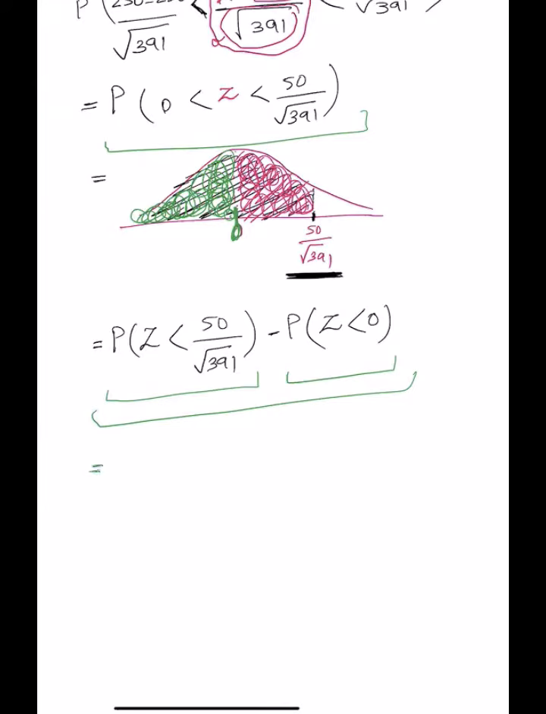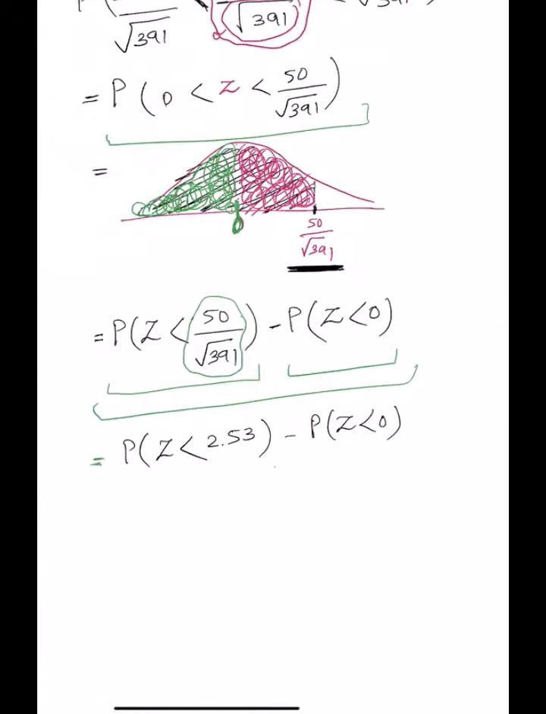Now, has anyone calculated this? It's 2.53. Okay, thank you. Z less than 2.53 minus probability of Z less than 0. Okay, so let's go to the Z table and find this probability. Z less than 2.53.